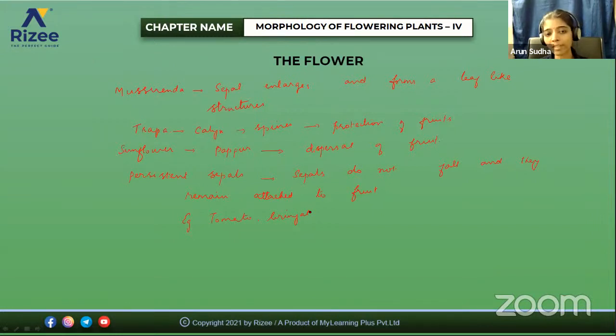So these are the different modifications of the calyx or the sepals. That is, in Mussaenda, the sepal enlarges and forms a leaf-like structure, and in Trapa, the calyx is modified to form spines, which help in the protection of fruits. In some species of the sunflower family, the calyx forms a hair-like structure called pappus, which helps in the dispersal of fruit. And in some species like tomato and brinjal, the sepals do not fall and remain attached to the fruit, and it is called persistent sepals. Okay, so these are some of the modifications of the calyx or the sepals.